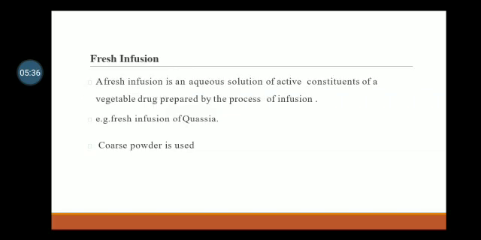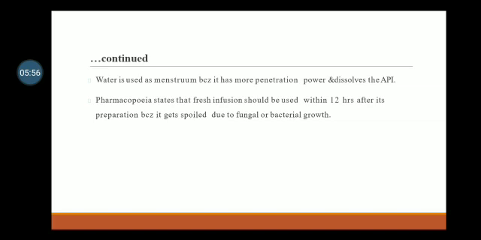There are two types of infusion. First, fresh infusion and second, concentrated infusion. Fresh infusion: a fresh infusion is an aqueous solution of active constituents of a vegetable drug prepared by the process of infusion. For example, fresh infusion of cassia, and coarse powder is used. Water is used as a menstruum because it has more penetration power and dissolves the API.